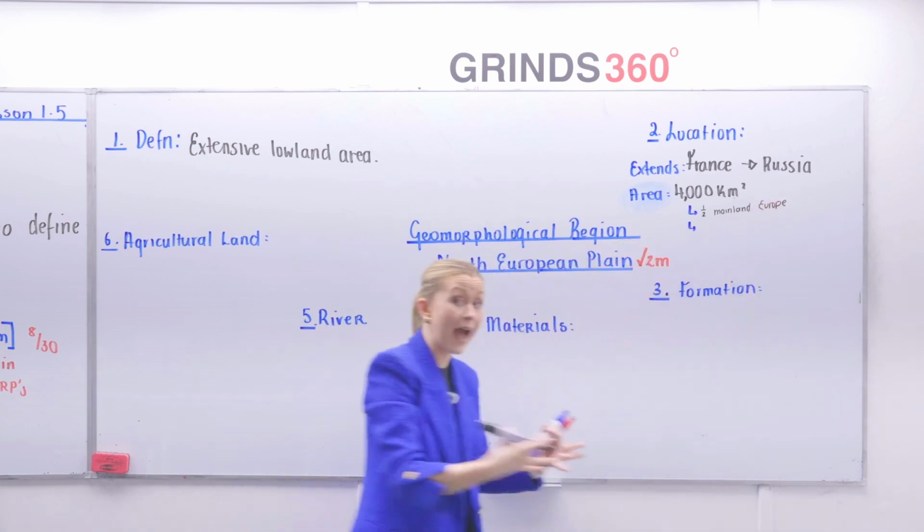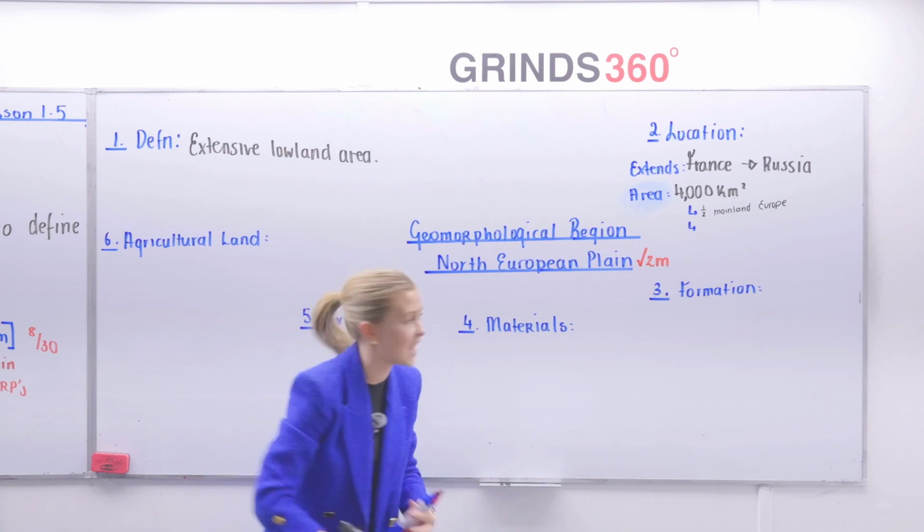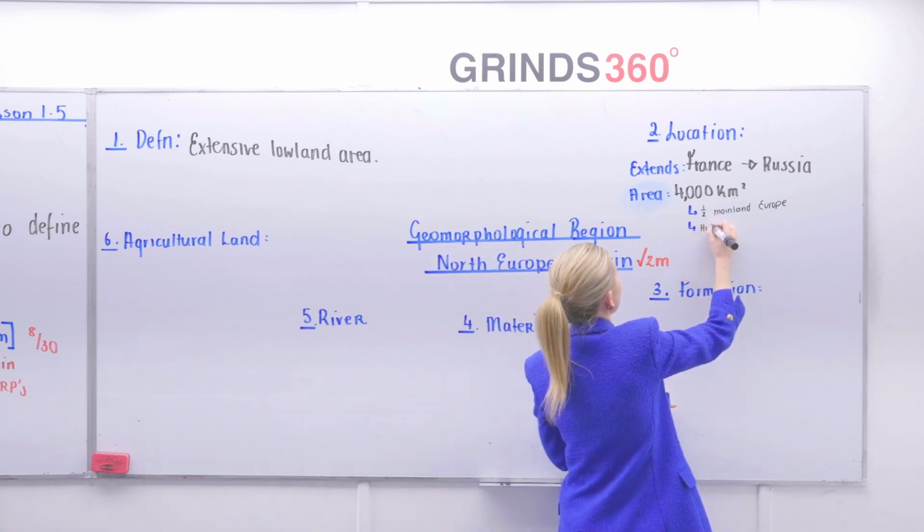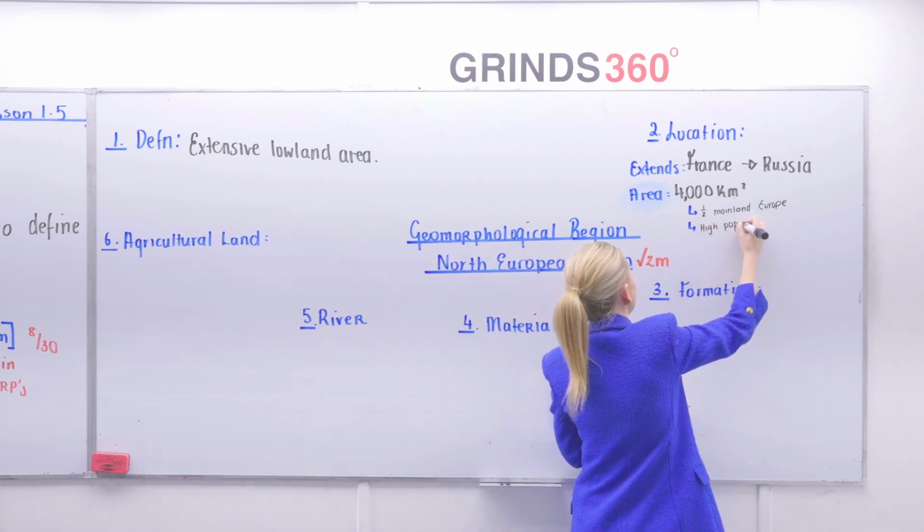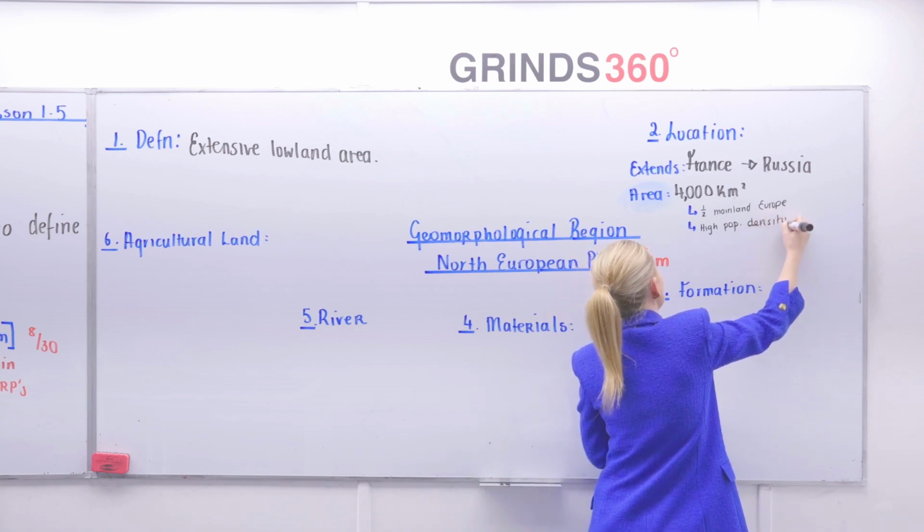Again, you can leave these things out, push them in at the start. When you get them in your head, take it out. And it has a very high population density. Population density is the average number of people per kilometre squared.